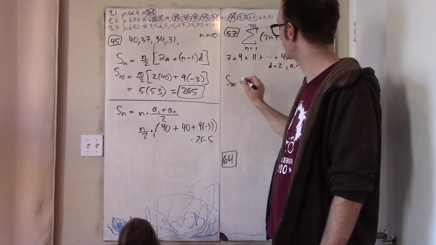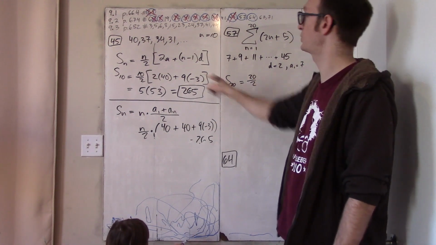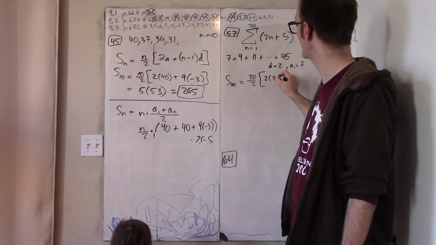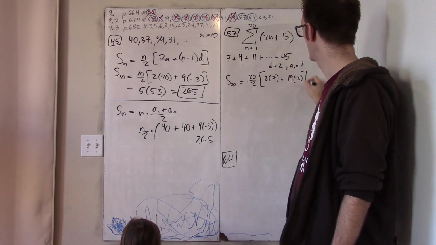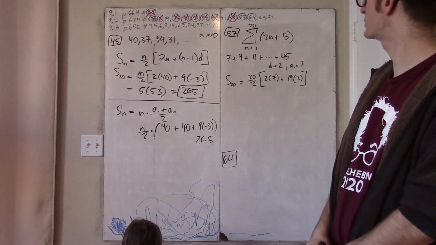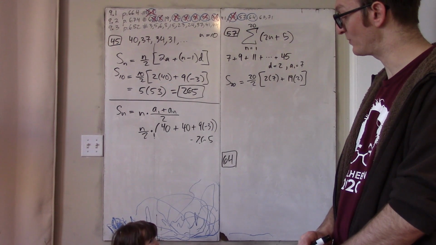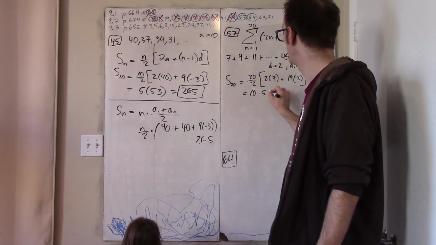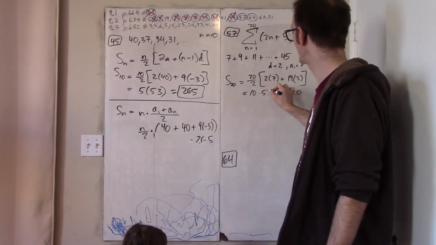I want the sum of the first 20 terms. What is that going to be? It's going to be 20 over 2. I'm using this formula right here. Times twice the first term, so 2 times 7, plus n minus 1, so 19 d's. And d we said was 2, so that's 38 and 14. What's 38 and 14? 52. So that's 10 times 52. So hopefully that's 520, if I did that right.